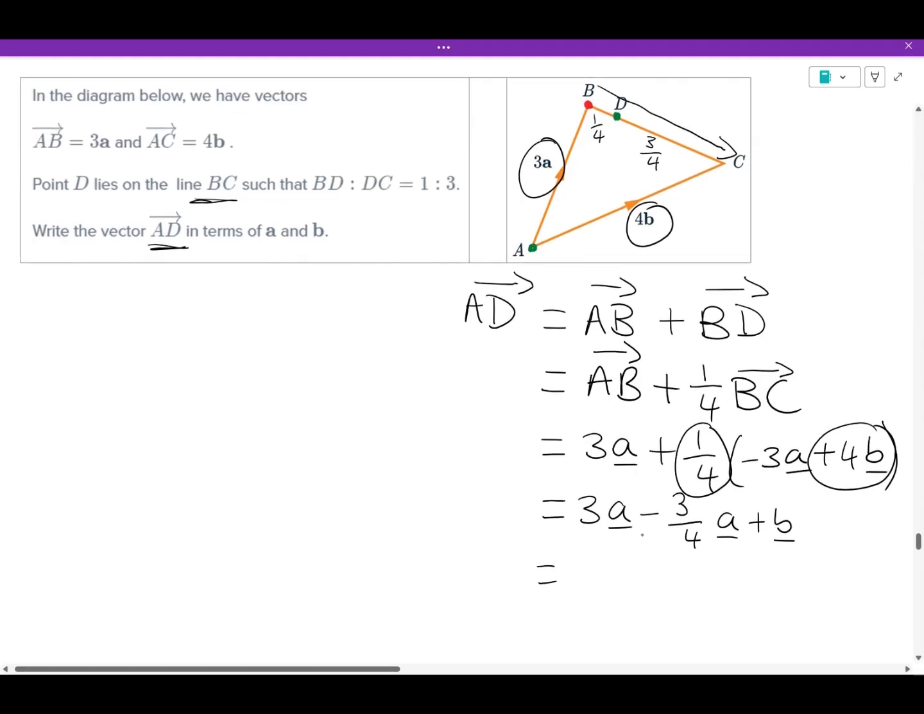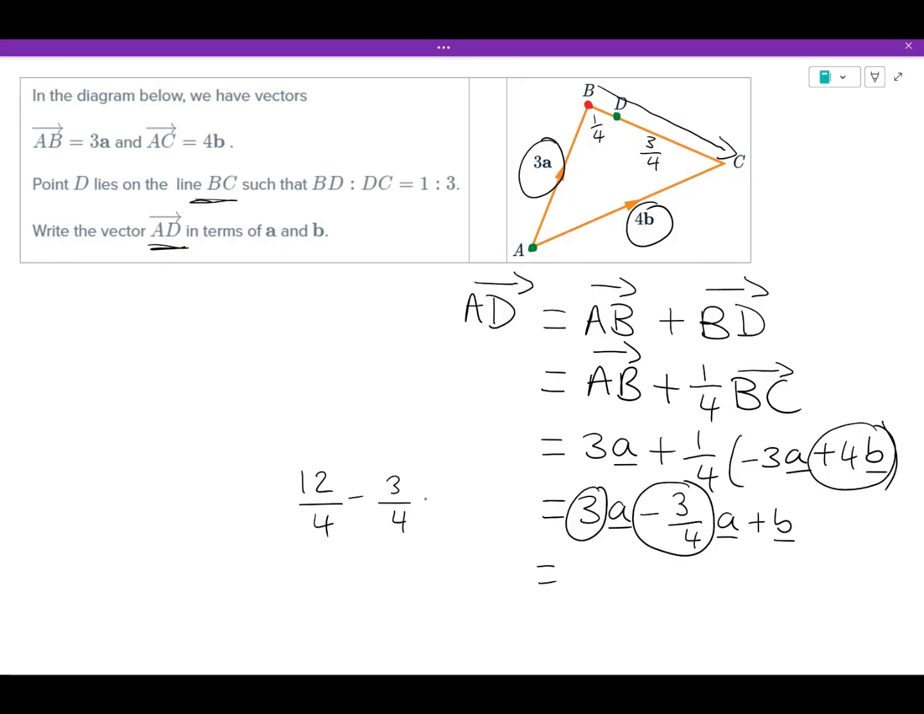So if we've got 3a, subtract 3/4 of a, we need to do 3 subtract 3/4. So 3 as a fraction with a denominator of 4 would be 12 over 4, because that's equal to 3. And then we're going to subtract 3/4. So we're going to end up with 9/4 in total. So we've got 9/4 of a, and then we've got the plus b there. And that would be my final answer for A to D.